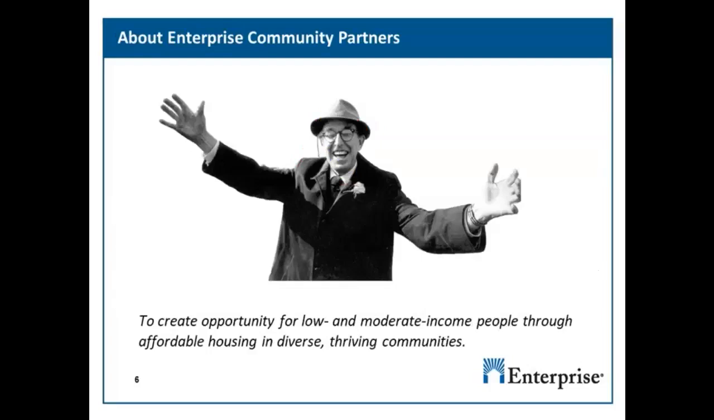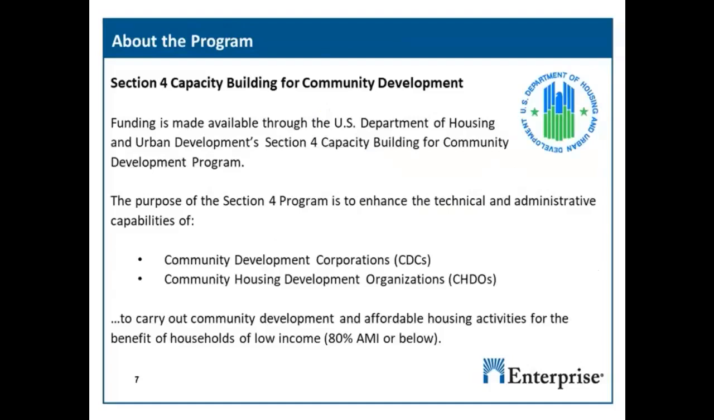All right. So for those who are new to Enterprise, this is a picture of our founder, Jim Rouse, and our mission is to create opportunity for low and moderate income people through affordable housing in diverse, thriving communities. And one of the ways that we help CDCs and CHODOs build capacity and create opportunity is through an award that we received from the Department of Housing and Urban Development's Section 4 Capacity Building for Community Development Program, which we're just going to refer to as Section 4 going forward.